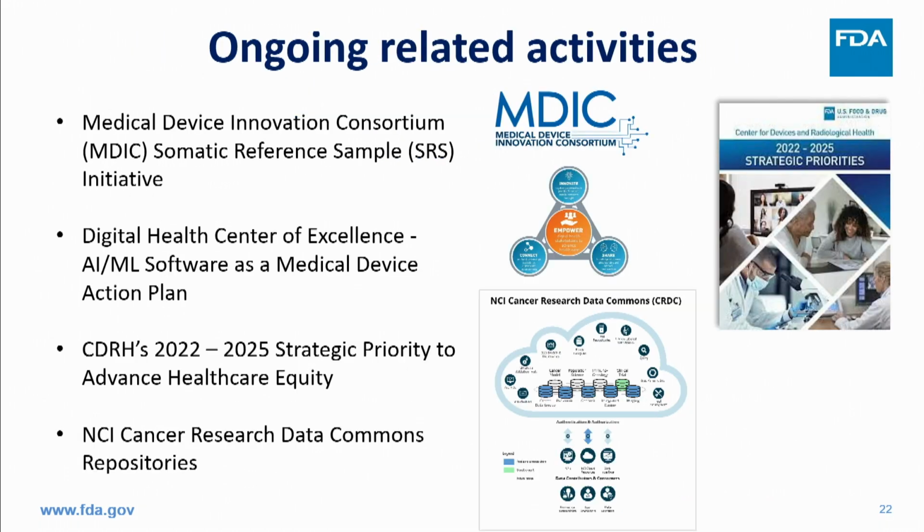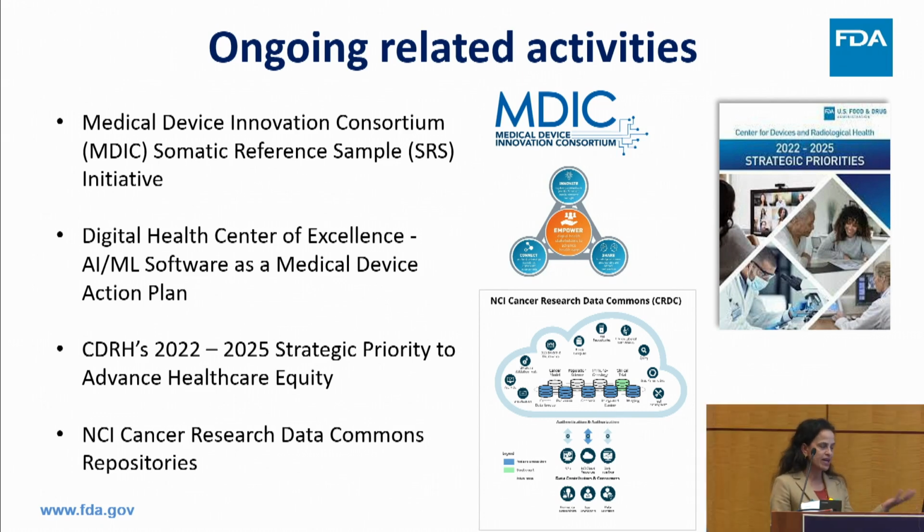Before that, there are other ongoing efforts. I'm sure a lot of you in the audience are aware of the MDIC somatic reference sample initiatives. These are important. There is also digital health and AI/ML software, and CDRH has a center of excellence for digital health, and CDRH's strategic priorities also look into promoting AI and ML. And then the NCI Cancer Research Data Commons.